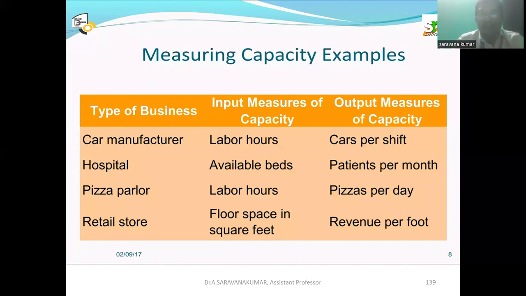Then hospital, how many beds are available? That's an input. How many patients are coming per month? That's the output. Depending upon the capacity, you have to increase the bed capacity, right? Pizza parlor, how many laborers you need to prepare the pizza? Pizzas per day. Then retail store, floor space in square feet and revenue per foot. So these are all examples of measuring capacity.